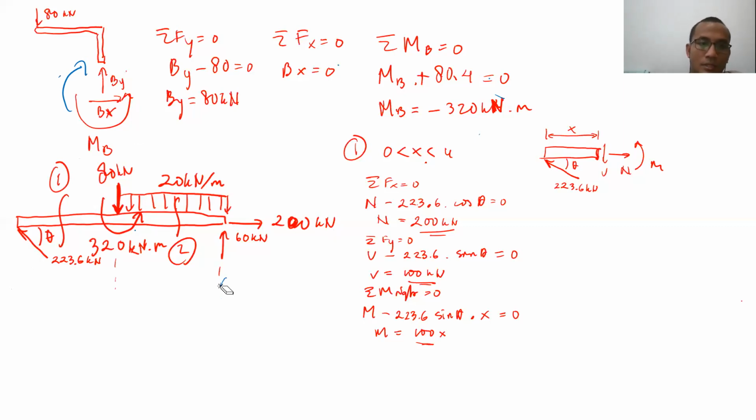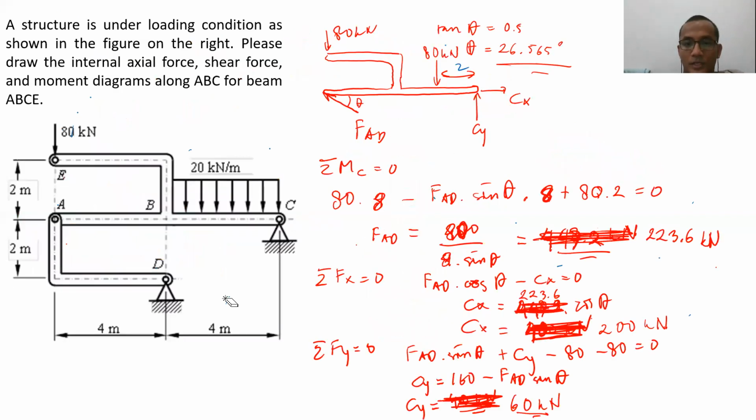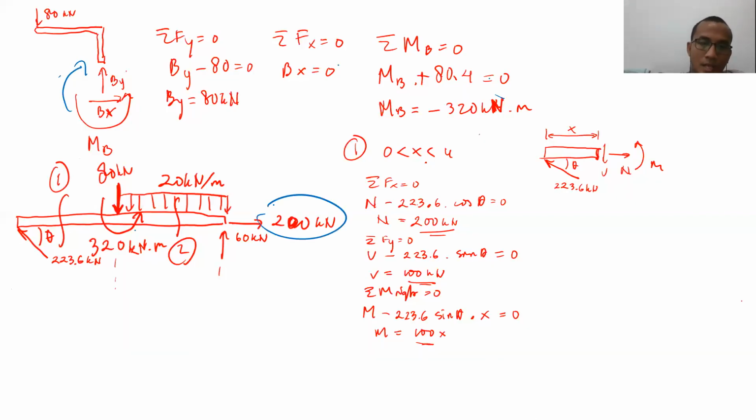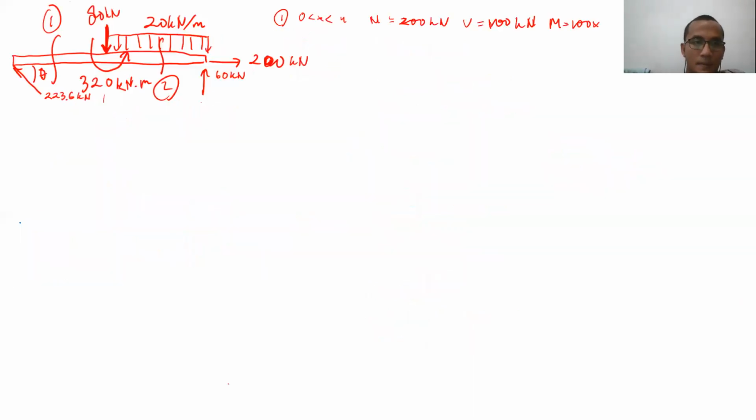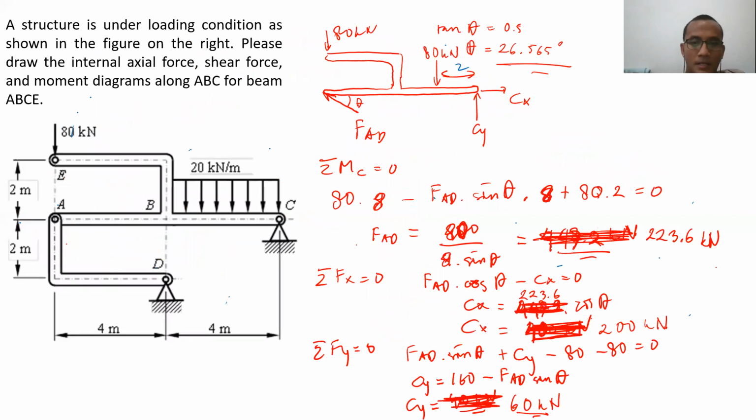Then I draw all the other forces as well. Just now I found out that Cy is 60 kilonewton, Cx is 200 kilonewton. So this one is 200 Cx. This is Cy 60 kilonewtons, and this is FAD, which is 223.6 kilonewton.